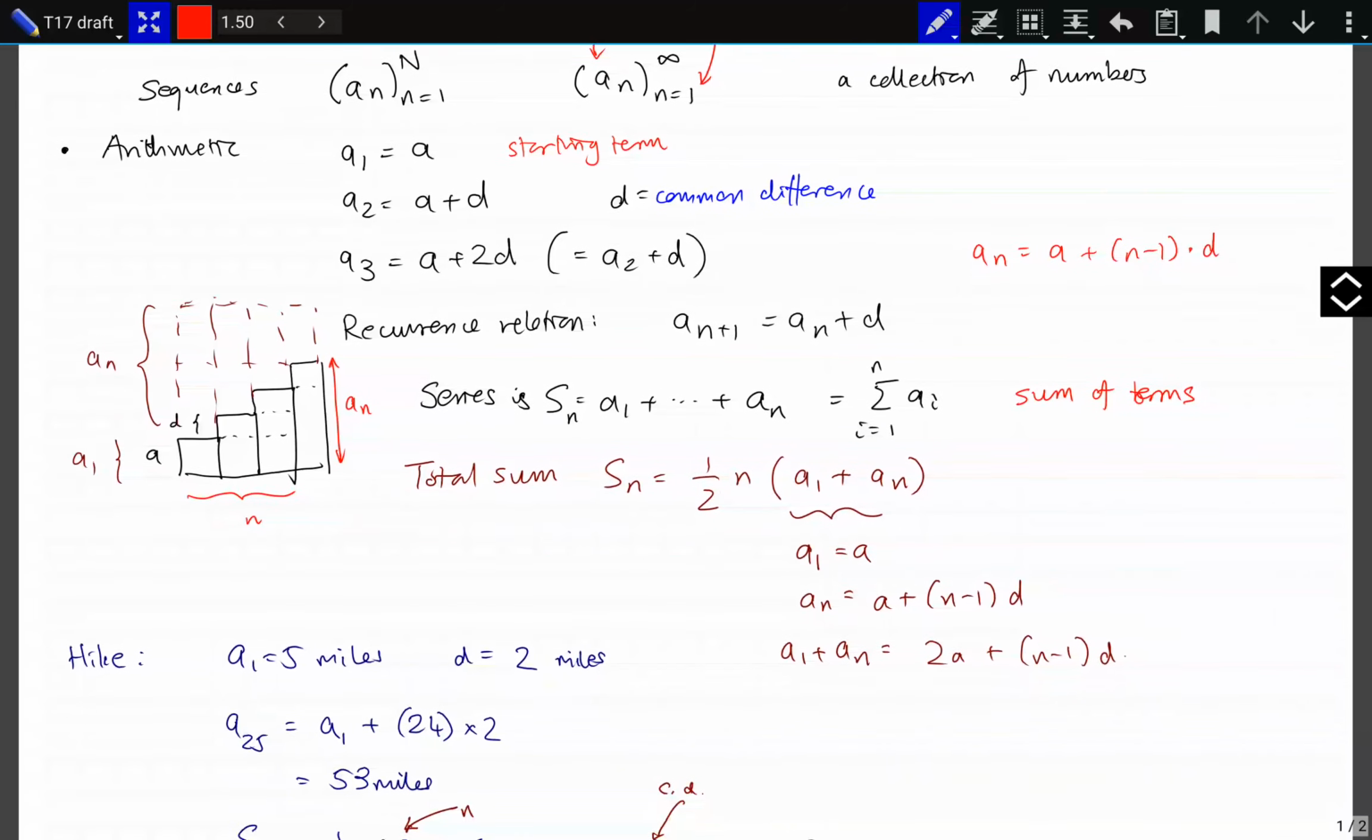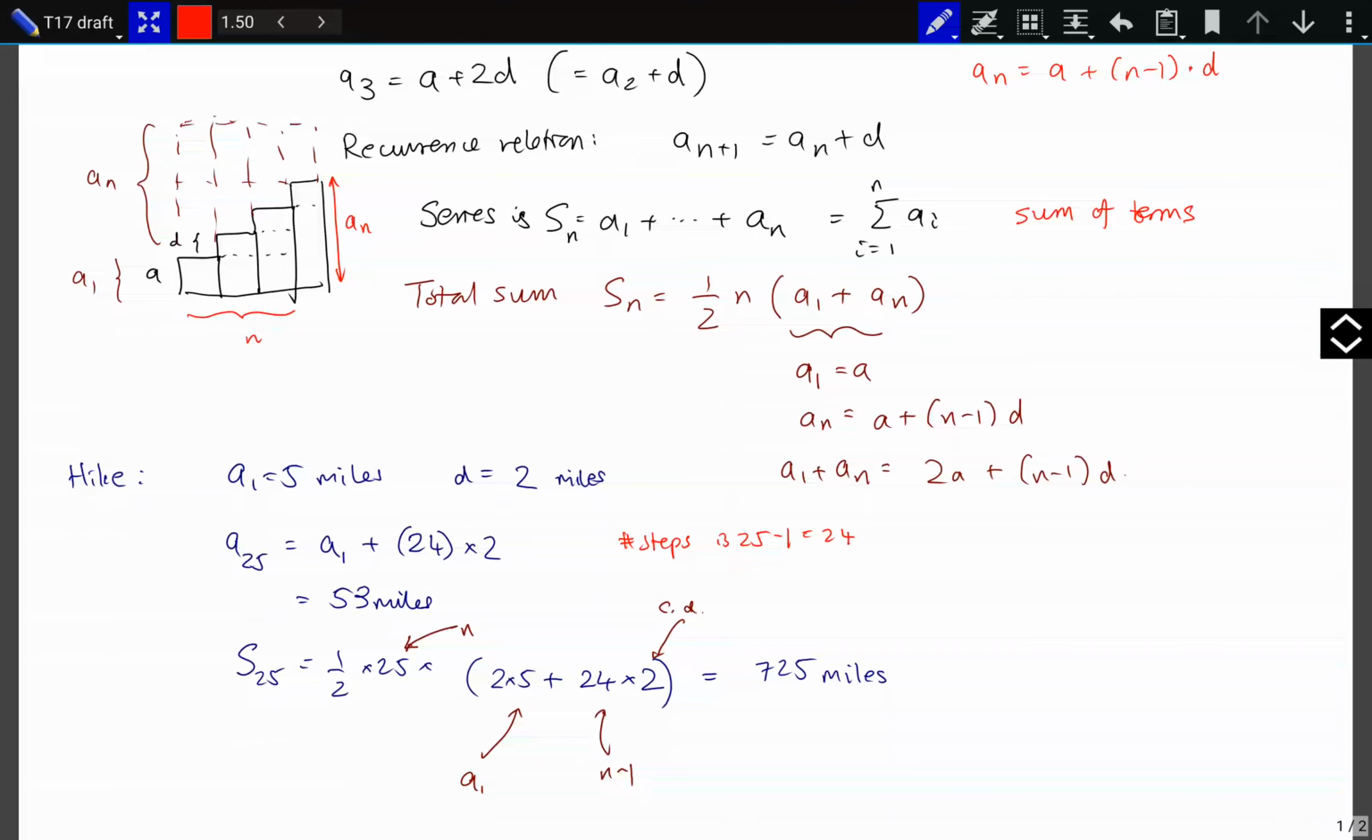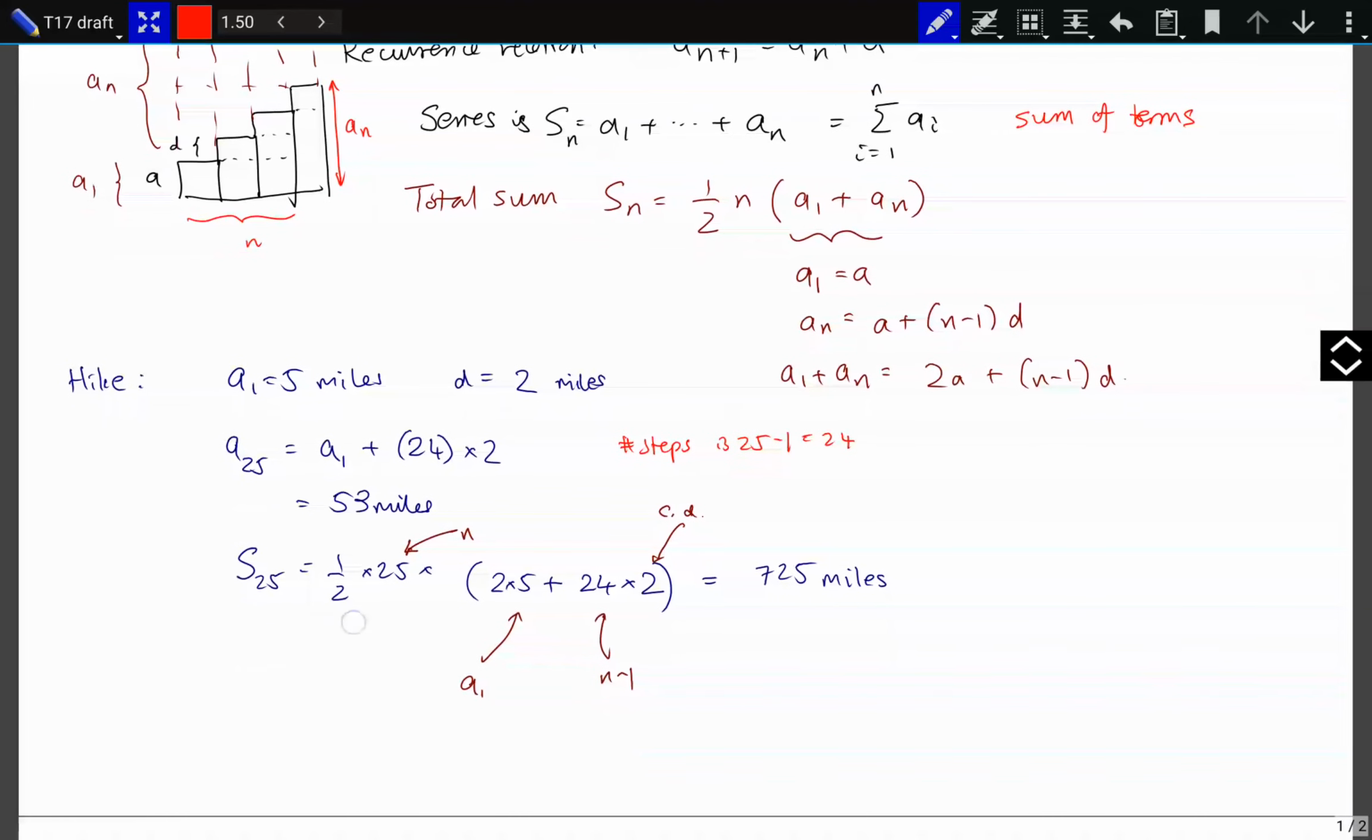In the case of the hiker, the starting term is 5 miles. The common difference is 2 miles. He goes 2 extra miles each day. So on the 25th day, he goes 5 plus 24 times 2, noting that the number of steps is 25 minus 1, which is 24, and that's 53 miles. And the total distance is 1/2 times 25, that's n, times (2 times 5, that's 2a, plus n minus 1, which is 24, times 2, the common difference), for 725 miles total.